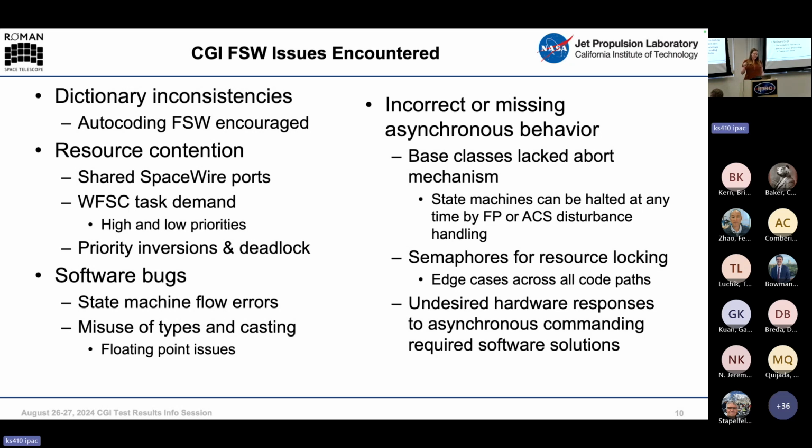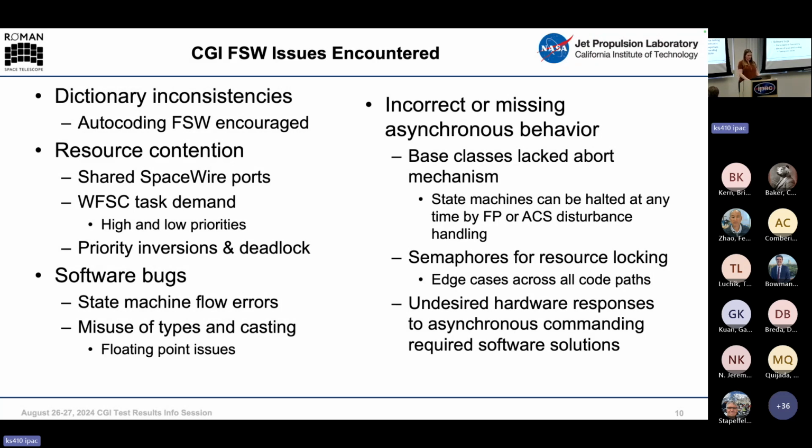And then the hardware itself also was not always robust to asynchronous commanding. So if we told the camera to halt taking pictures, and then we came out of an ACS disturbance and tried to resume, it would get into a funky state where it wouldn't necessarily accept new commands. So we did have to power cycle that.